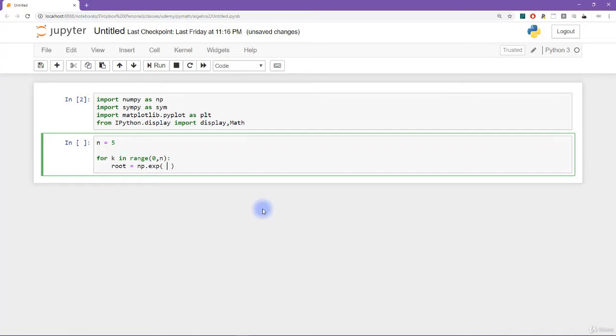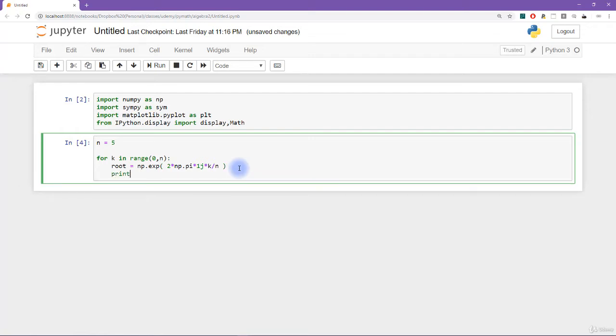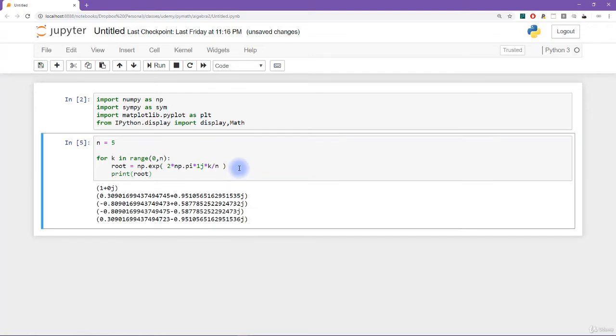That was numpy.exp, and then we have 2 times pi, so numpy.pi, times the imaginary operator, which I'm writing as 1j here, times k, and then divided by n. And now actually I'm even just going to run this cell already. It's not going to print out anything, but it also didn't give me any error messages, so that's a good sign. Okay, and now I'm just going to print out the root.